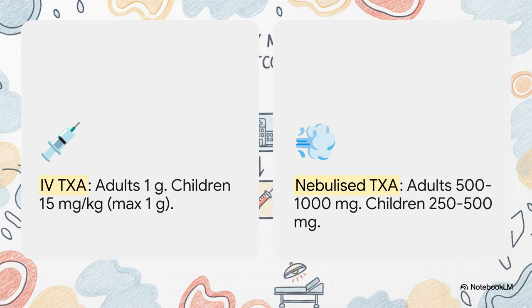Alongside IV access, nebulized TXA is a real game-changer as a vital adjunct while you prep for definitive management. Adults can get 500 to 1,000 milligrams nebulized, while kids get 250 to 500. This local delivery can literally buy you precious time.